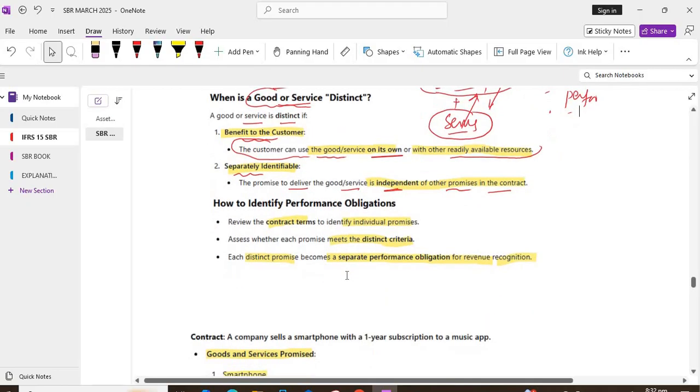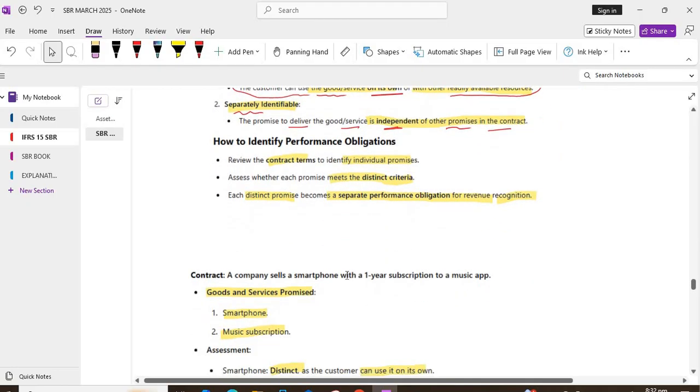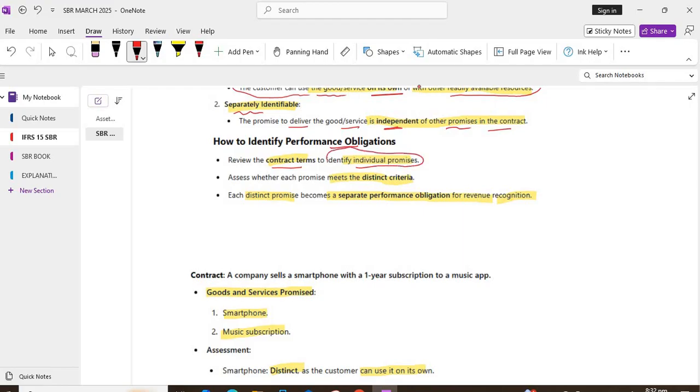How to identify performance obligations? Review the contract terms to identify the individual promises. Once you read the contract, then you will identify the individual promises. Clear? Let's say we have a contract, and in the contract there is a car plus servicing.